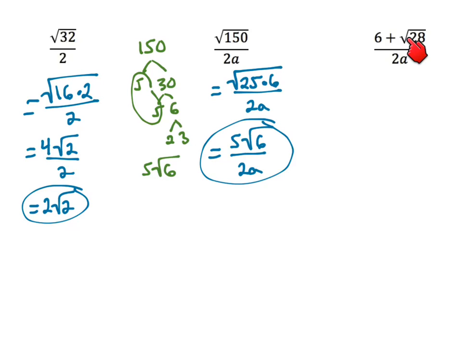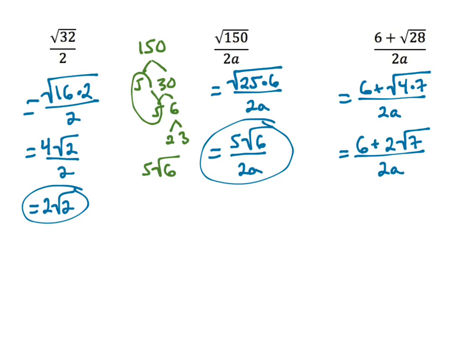All right, last one. 6 plus radical 28 over 2a. Simplify the radical first. That's 6 plus radical 4 times 7 over 2a, right? And now 4 is a perfect square, so I can pull that 2 out. I'll get 6 plus 2 radical 7 over 2a.